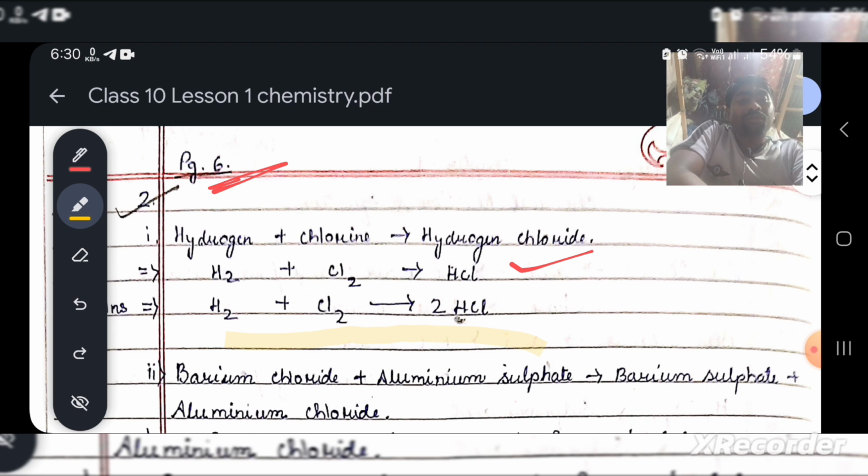So what can we do? If we put 2 in front of HCl, then you can look, hydrogen is also becoming 2 and Cl is also becoming 2. Then we can say both the left hand side and right hand side have become equal. So this is how we can make a balanced equation.